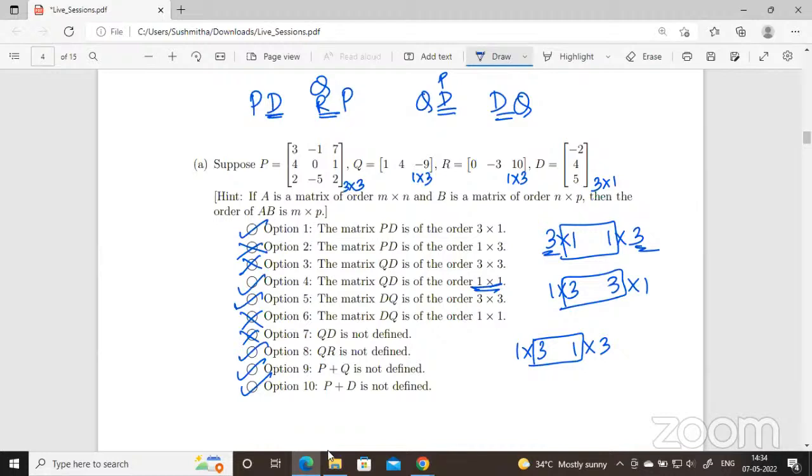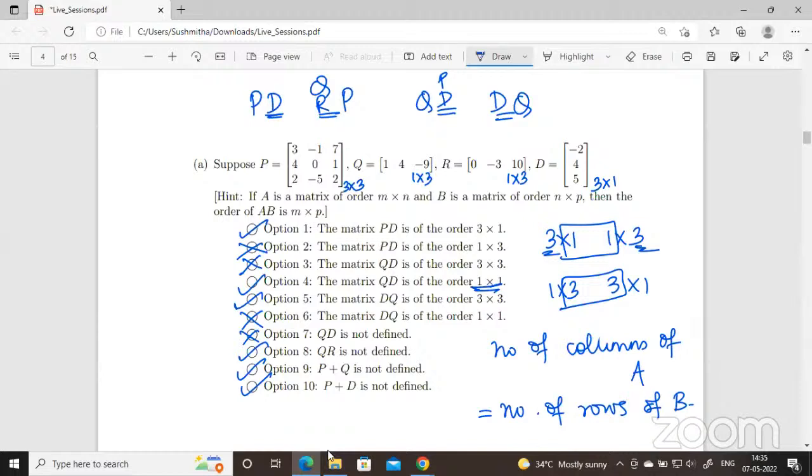No, ma'am, I did not understand. So for a matrix multiplication to be defined, the number of columns of the first matrix, let me call it A, should be equal to the number of rows of the second matrix B. Now consider QR. How many columns does Q have? 3 columns. And how many rows does R have? 1. They are not equal, so it's not defined. You cannot multiply.